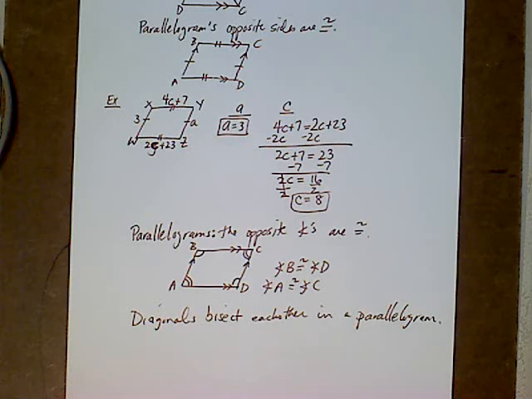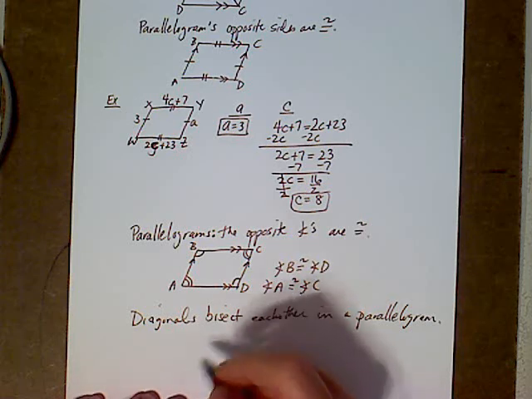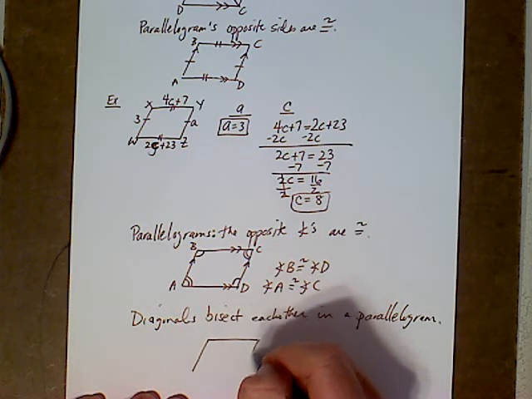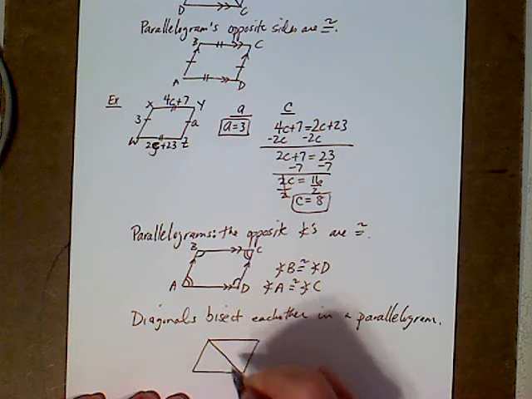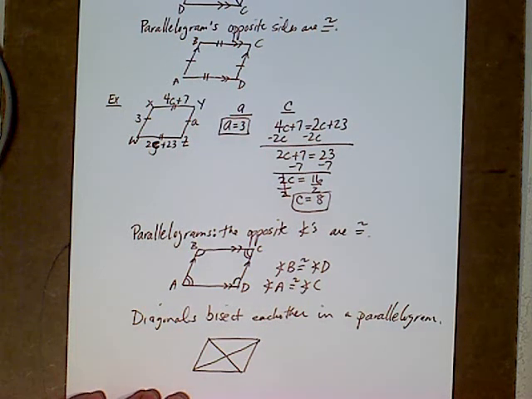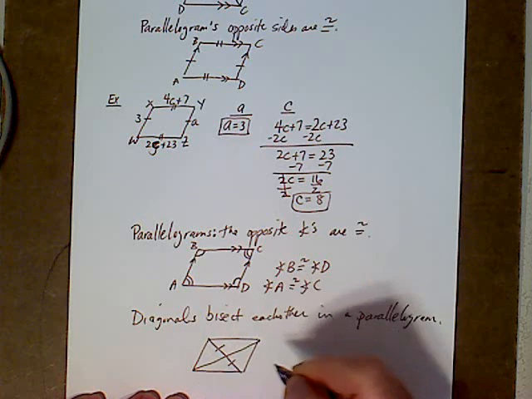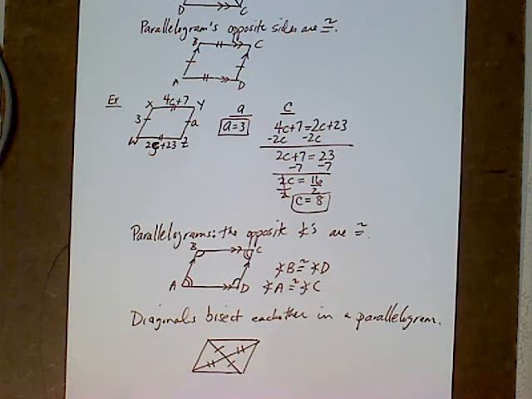So the diagonals are going to bisect each other in a parallelogram. If I draw a parallelogram and draw in the diagonals, the diagonals will bisect each other. So this will be congruent to this, and this will be congruent to this. They won't be congruent to each other necessarily, but if the diagonals bisect, then we can mark it this way. So again, opposite sides are congruent, opposite angles are congruent, diagonals bisect each other.